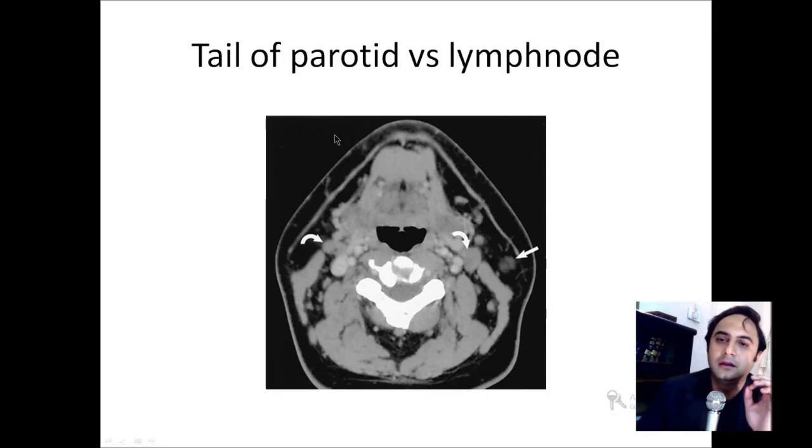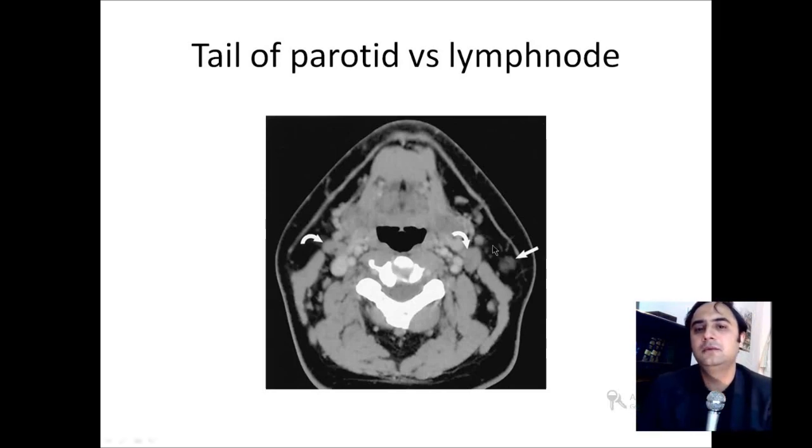Now the last thing you need to know is that, as I told you, vessels, fat, and sometimes the scalene muscles of the neck can be confused with the nodes. Here is one thing more: the tail of the parotid. Now in this region, at the level 2B region or in the submandibular region, you should be able to identify the tail of the parotid from the node.